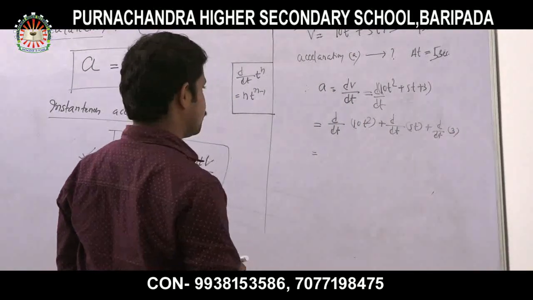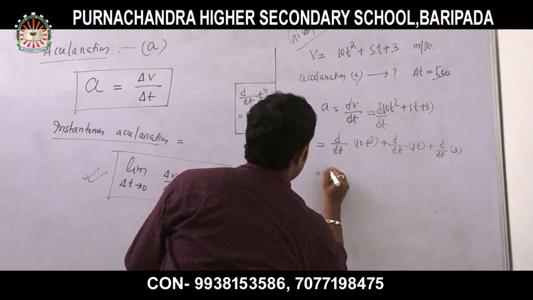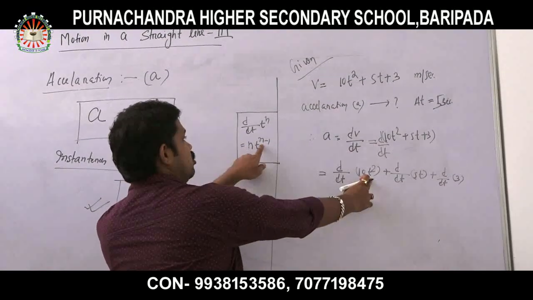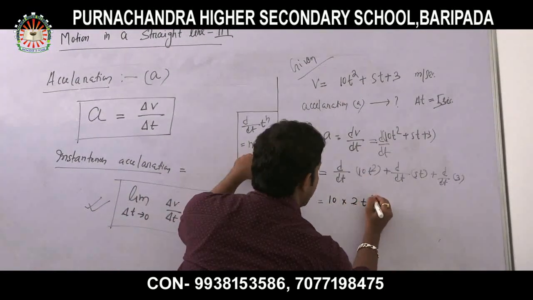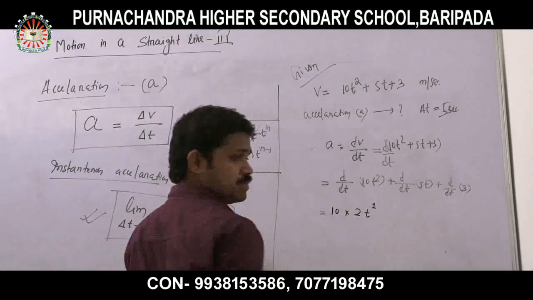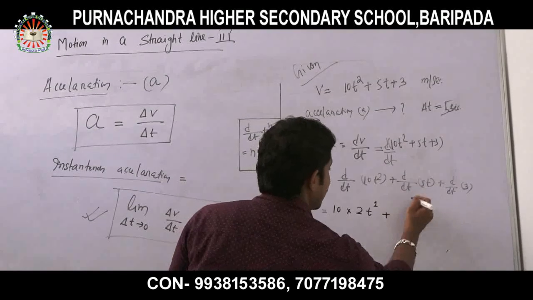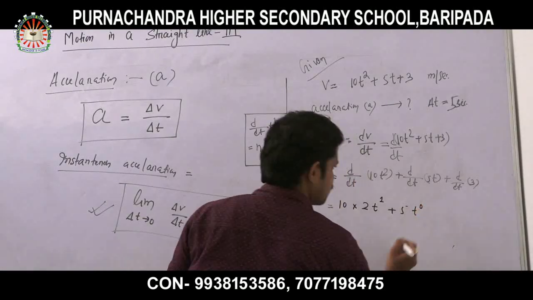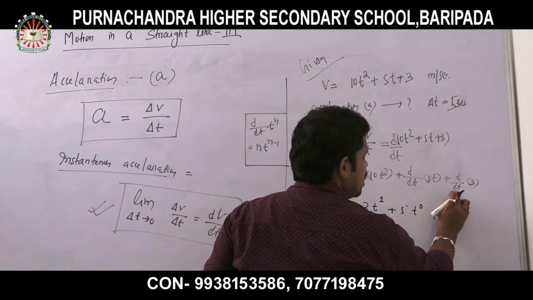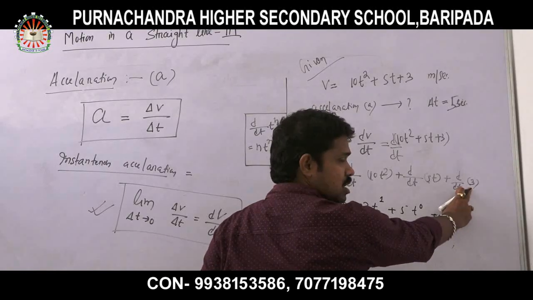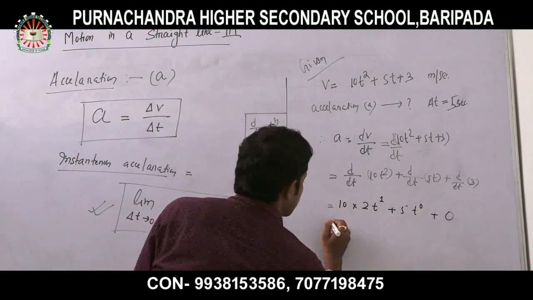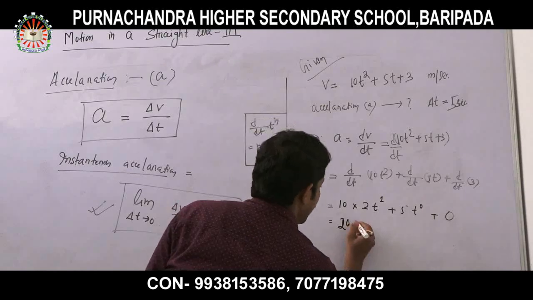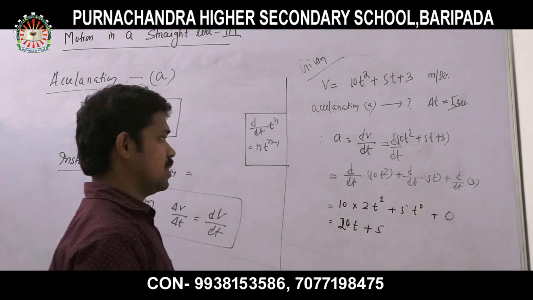So now what can I take? This is 10, I have to take outside. So 10 into d by dt t square, I have to apply this formula. So 2t to the power 2 minus 1, that means 1. Plus this one, take it outside, 5 d by dt t. So d by dt t means t to the power 0, and the last one, the derivative of a constant. 3 is a constant, so the derivative of a constant becomes 0. So 10 into 2 gives me 20. So 20t plus 5. Clear?